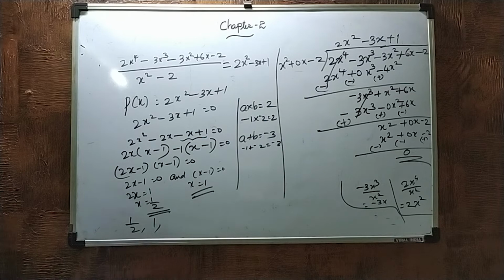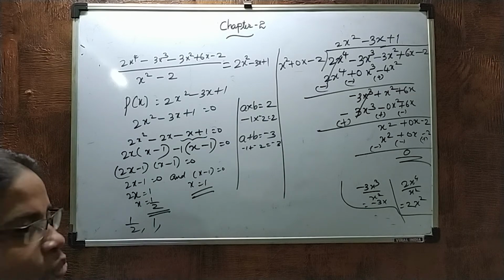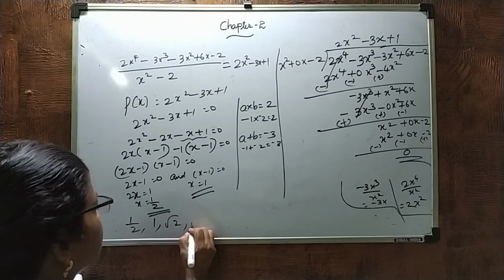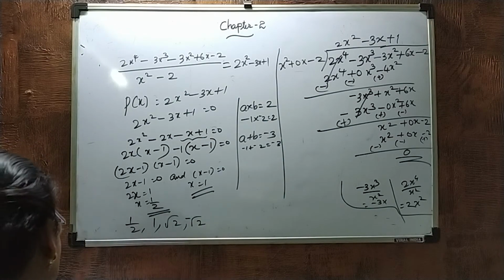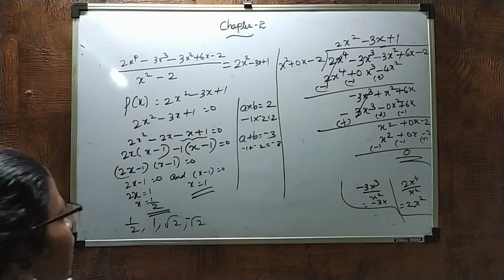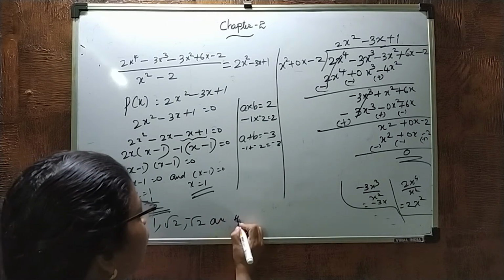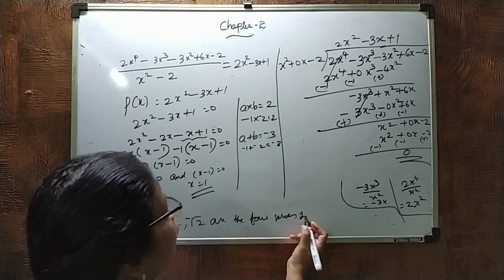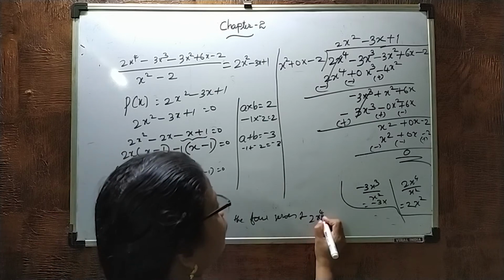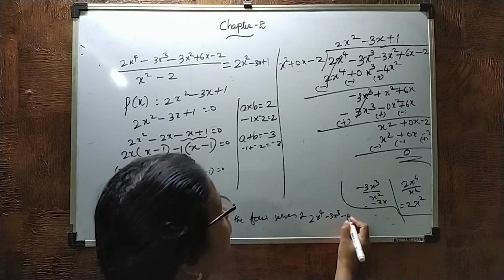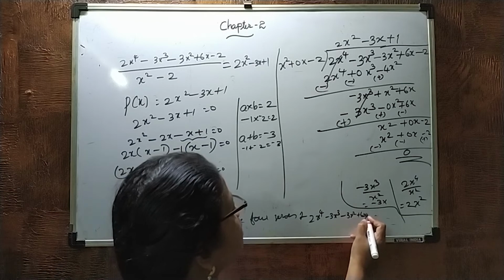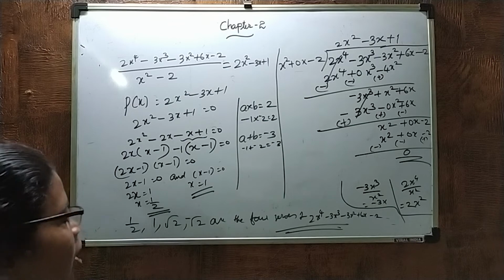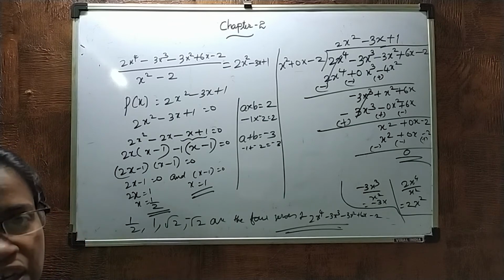Here we got 2 zeros. Again 2 zeros they had already given you: root 2 and negative root 2. Right. So the 4 zeros of 2x^4 - 3x^3 - 3x^2 + 6x - 2 are the things you have to find out. How did you do it? Already 2 things they had given you.